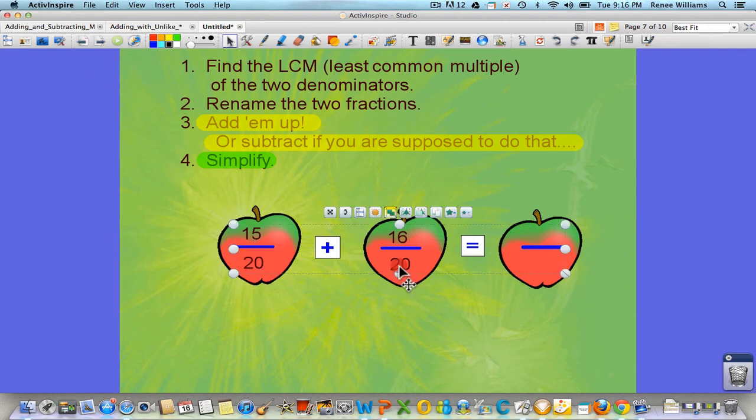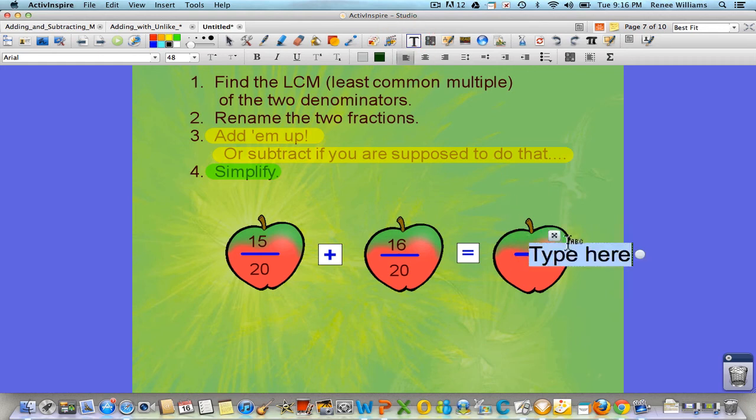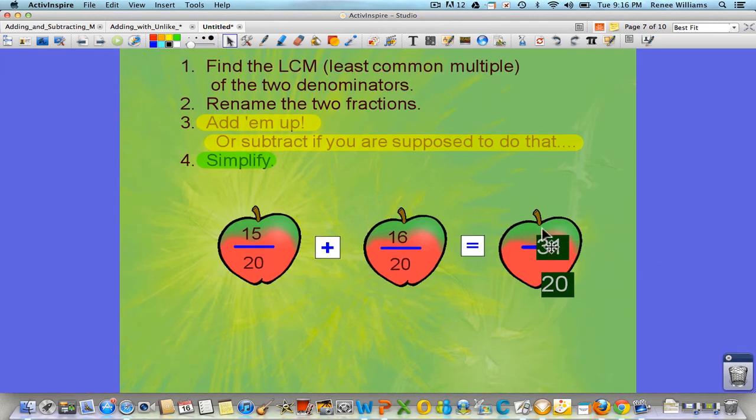15/20 plus 16/20 equals, well, if you said 31/20, you would be correct. Now, we do need to simplify this, so let's go ahead and simplify this. This becomes 1 whole. Subtract out. We have 1 whole and 11/20 left.